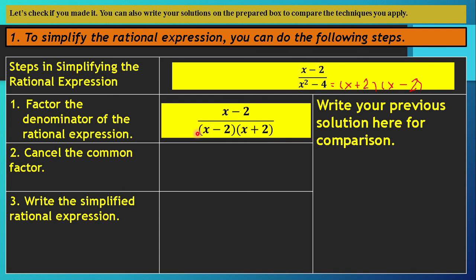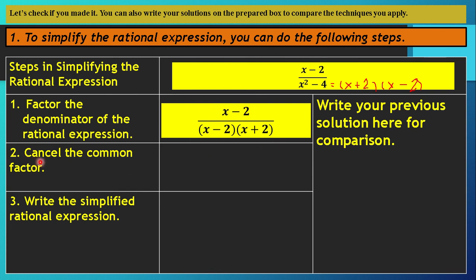Ito po ngayon yun, yung na-factor na denominator natin, x minus 2 and x plus 2. So again, always remember na kapag meron tayong difference of two squares, gaya nito, ang gagawin lang natin ay, ang factors nito ay sum and difference of two terms.